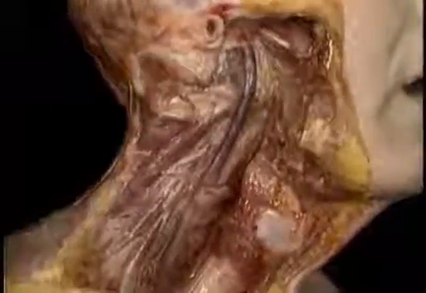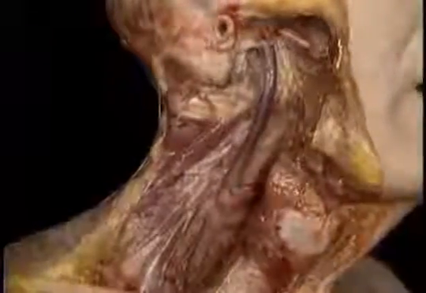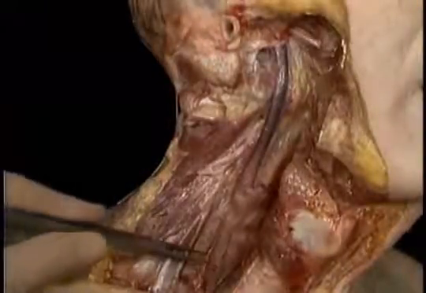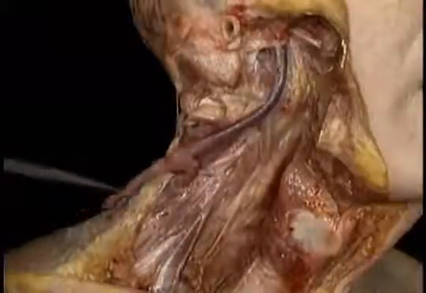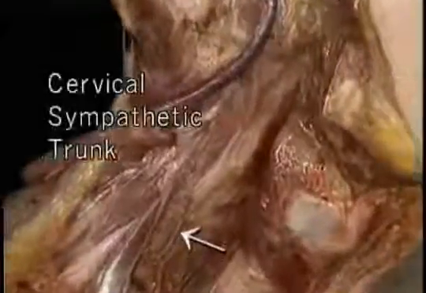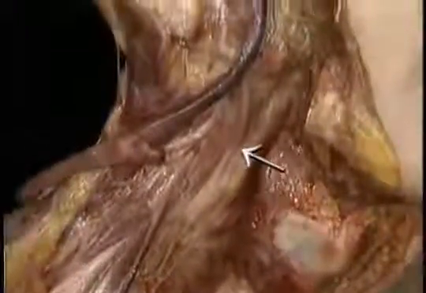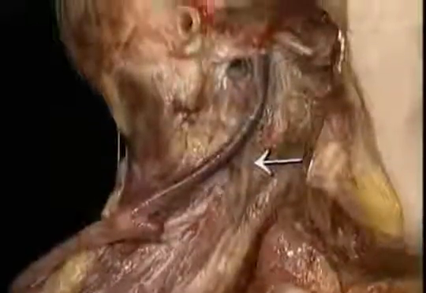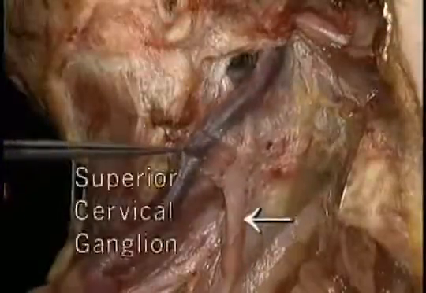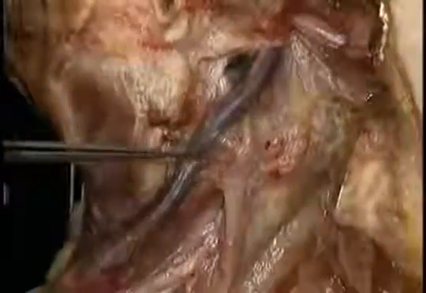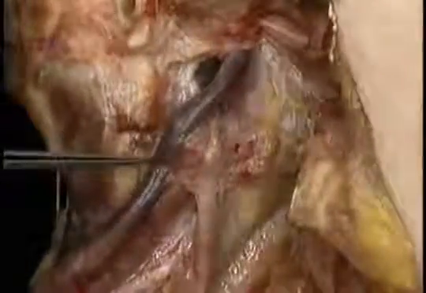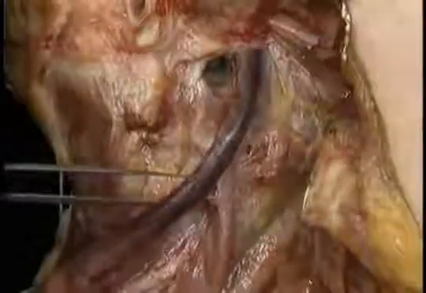To see the sympathetic trunk, we've removed all the cranial nerves and the internal jugular vein. We'll also move the common and internal carotid arteries aside. Here's the cervical sympathetic trunk. It runs up the neck on the fascia that lies in front of the longus muscles. This massive thickening at the top of the sympathetic trunk is the superior cervical ganglion. From its upper end, this nerve, the internal carotid nerve, arises and joins the internal carotid artery as it enters the carotid canal.